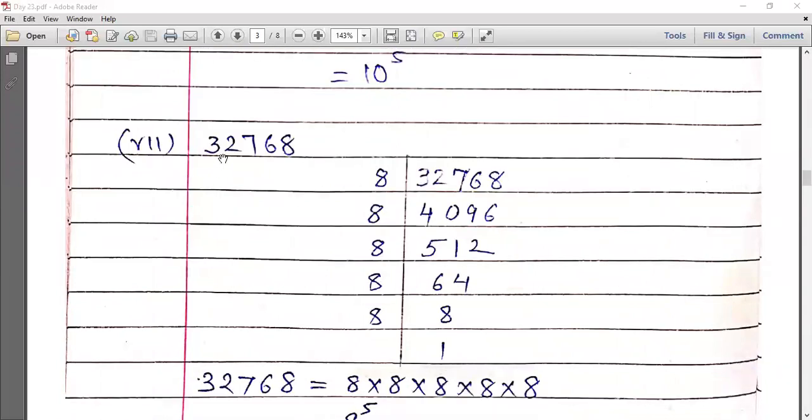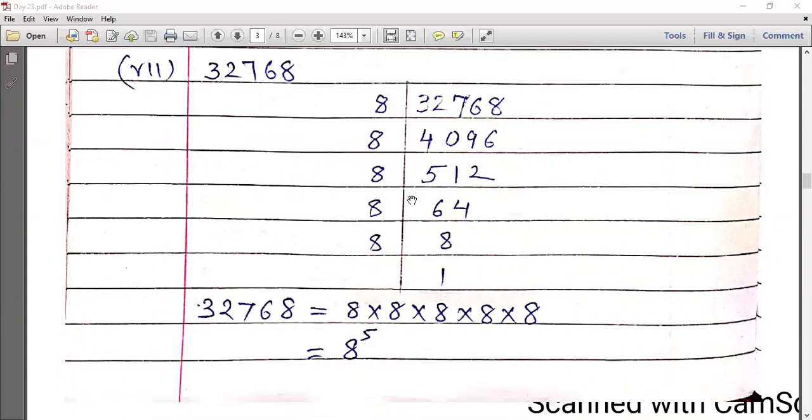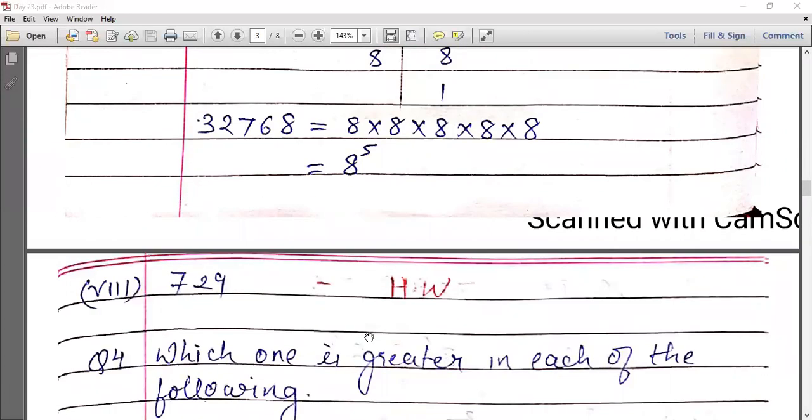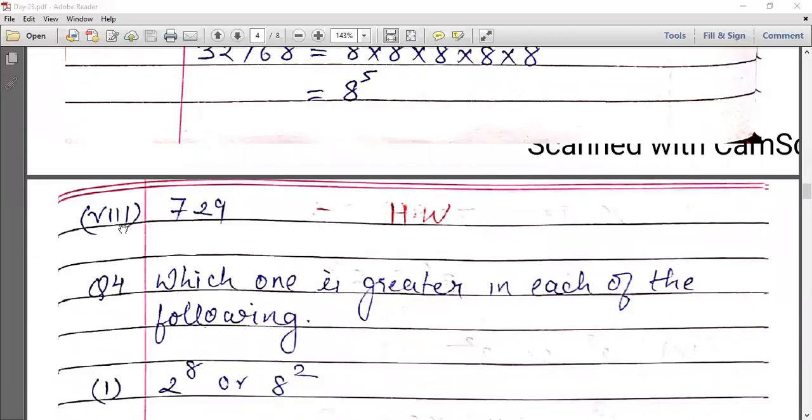Part 7 is 32,768. When finding the HCF of it, you can see 32,768 will have 8 as its factor, 5 times. So here 8 will be repeated 5 times. Hence, the exponential form of 32,768 will be 8 raised to 5. Try to solve the 8th part, 729, with the same method.